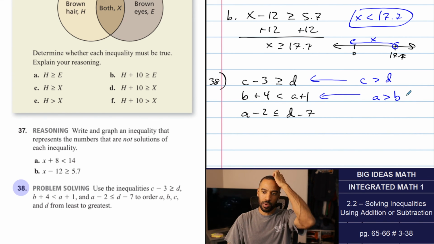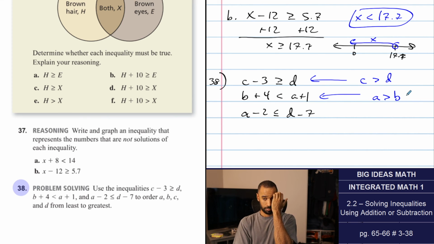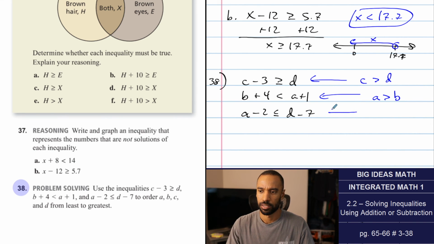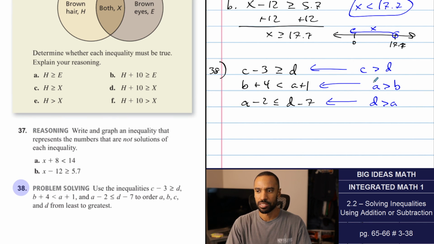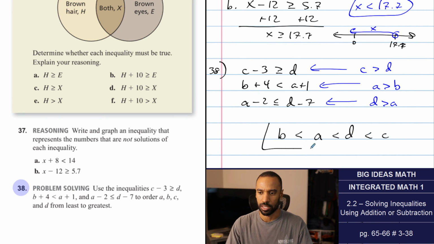Now, A minus 2 is less than or equal to D minus 7. Once you subtract 2 from A, then it could be less than subtracting 7 from D, or equal to. Hold on. Let's say if they were equal to, that means D is the bigger number in that case. That means D is more than A. D is more than A in that case. This might have our order here. If D is more than A, but less than C, and if A is more than B, I think from least to greatest we'd have B. This is kind of a weird question. B would be the least. A would be next because D is more than that, but C is more than D. So I think it's going to be like that then.